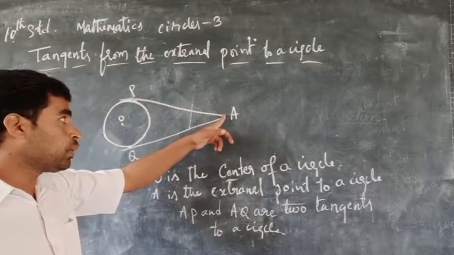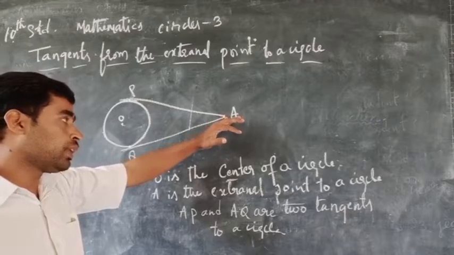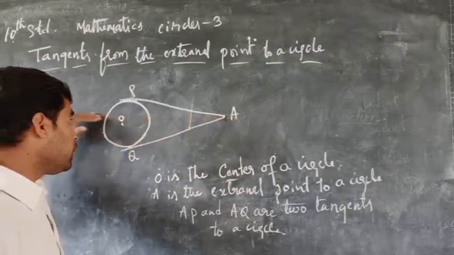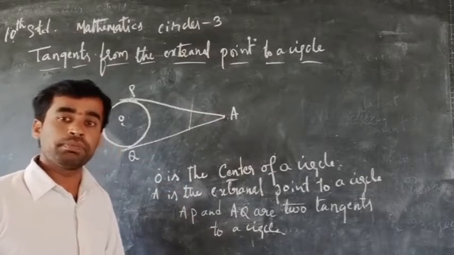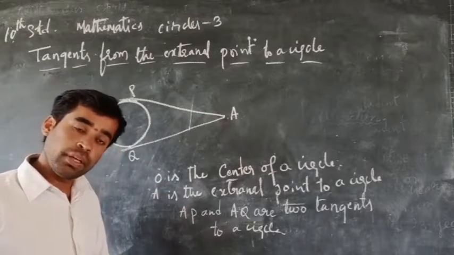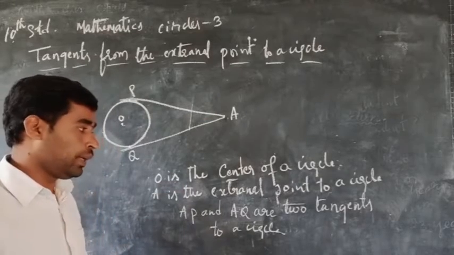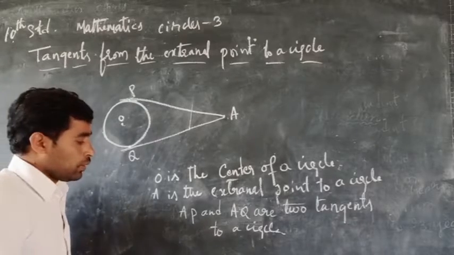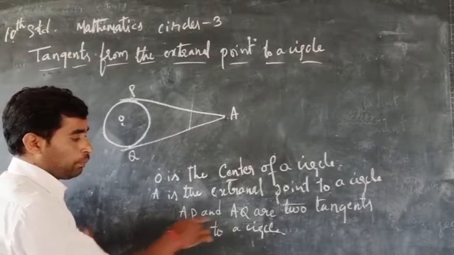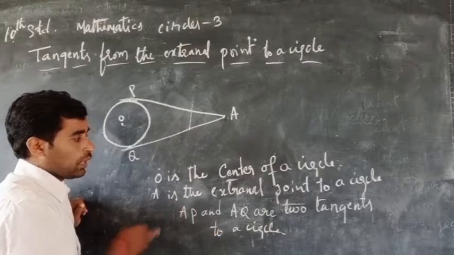If I want to draw another straight line from the point A, then it will pass through the circle, and it will become a secant of the circle. We can draw only two tangents from the external point. Is that clear, friends? Here we can easily see AP and AQ are the two tangents to the circle. Take down this one.